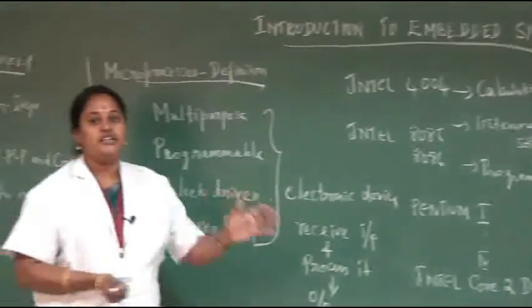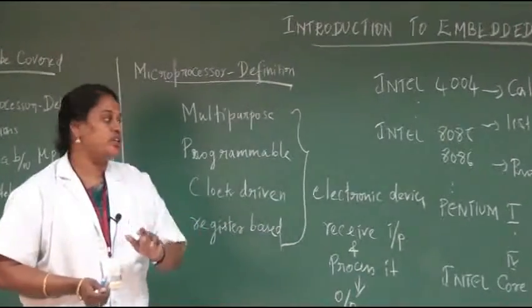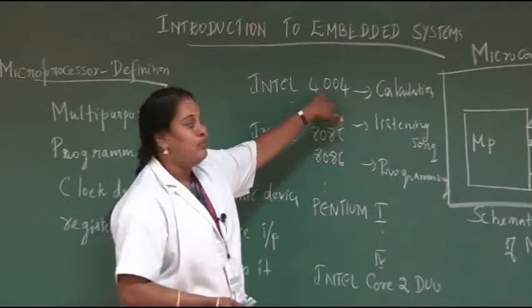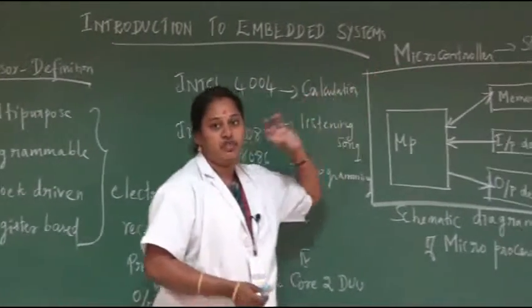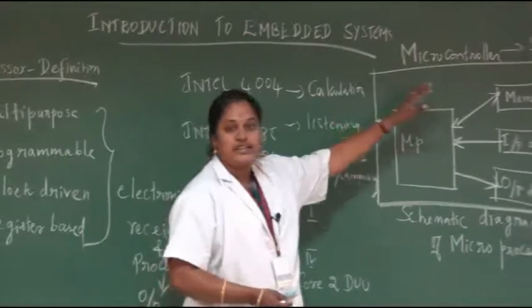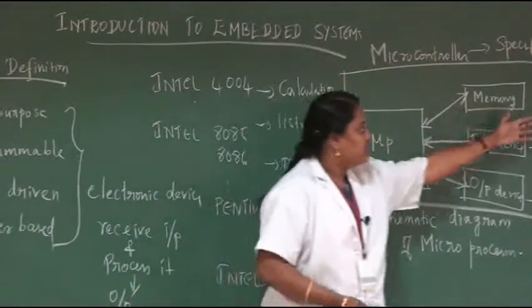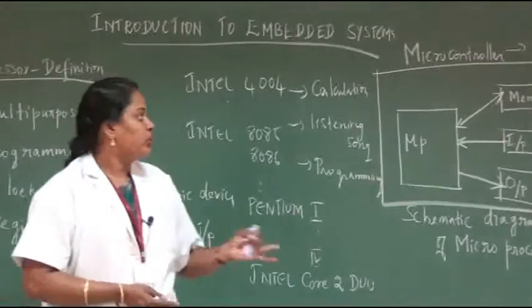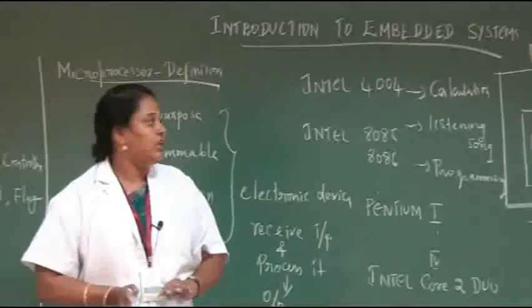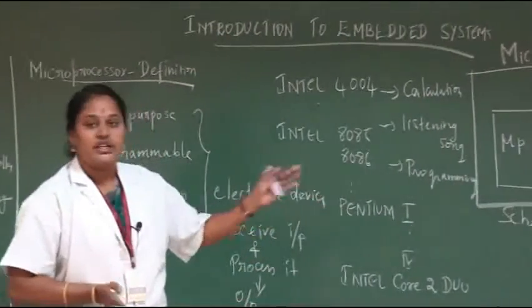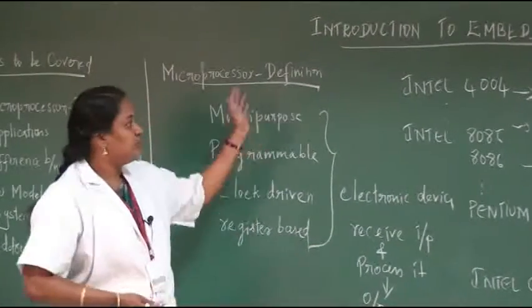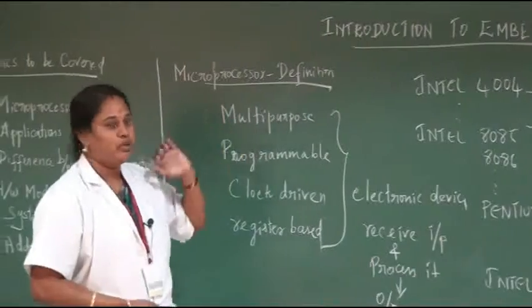So the clear difference is that a microprocessor is meant for general purpose and can do more than one task at the same time, whereas a microcontroller is designed for a specific or dedicated task. For example, the washing machine is dedicated only to washing, the microwave oven only to cooking, and the refrigerator to cooling the components inside it. So this is the basic difference between microprocessor and microcontroller.